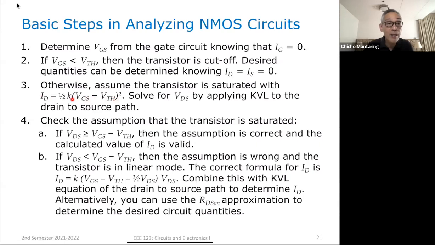And we apply the formula for determining drain current in saturation. And that formula depends only on the gate to source voltage. It does not depend on the drain to source voltage.